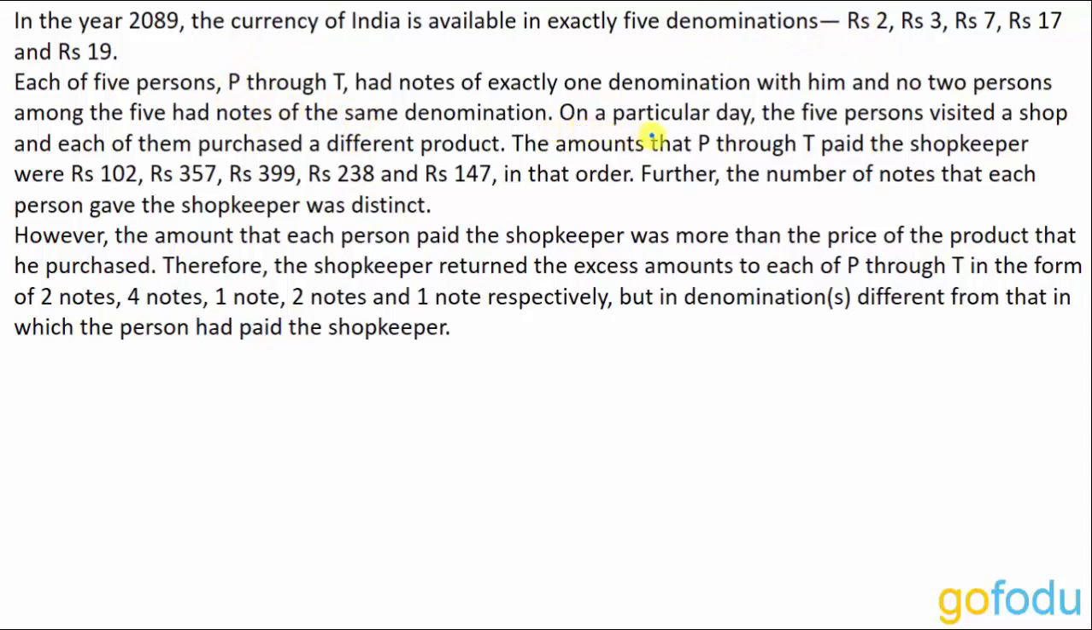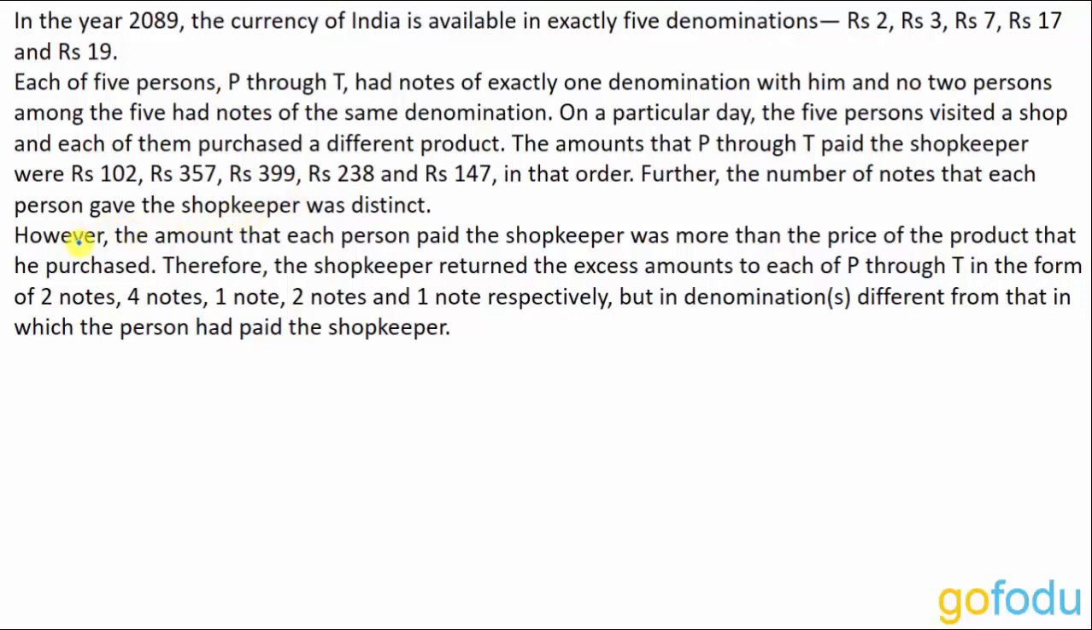Next, it's given that on a particular day, the 5 persons visited a shop and each of them purchased a different product. Then it's given that the amounts that P through T paid the shopkeeper were 102, 357, 399, 238 and 147 in that order. That means P paid 102, Q 357, R 399, S 238 and T 147. Further, the number of notes that each person gave the shopkeeper was distinct. That is, no 2 persons gave the same number of notes to the shopkeeper.